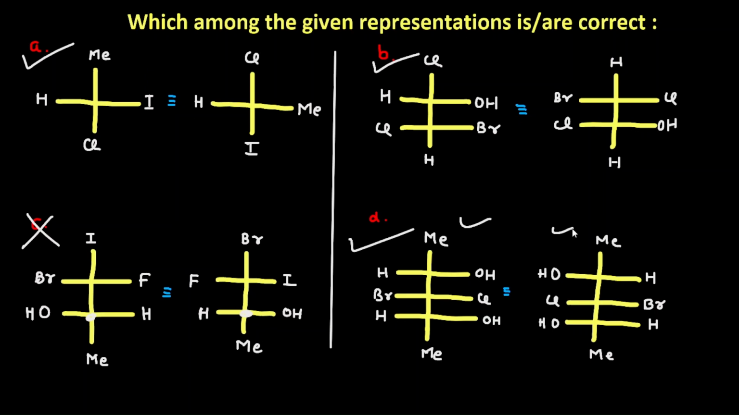Third thing, with a chiral carbon, if you swap the groups even number of times, then it will not change the configuration of that carbon. However, if you swap odd number of times, that is 1 time, 3 times, 5 times, then the configuration changes.